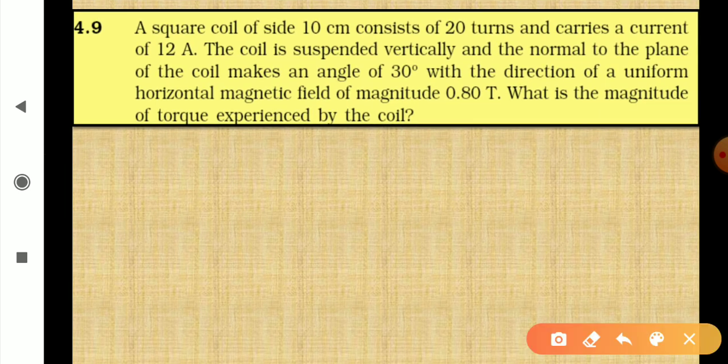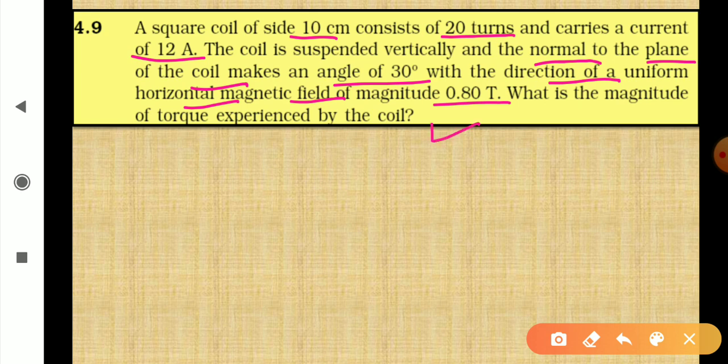Look at it. A square coil of side 10 centimeter consisting of 20 turns carries a current of 12 ampere. The coil is suspended vertically and the normal to the plane of the coil makes an angle of 30 degree with the direction of uniform horizontal magnetic field of magnitude 0.80 Tesla. What is the magnitude of torque experienced by the coil?